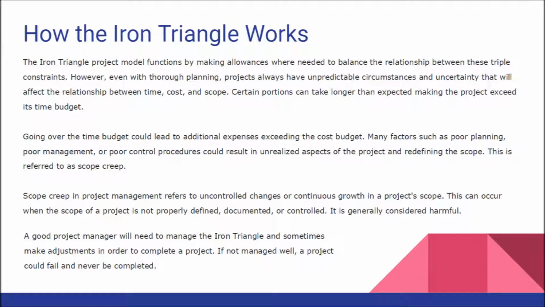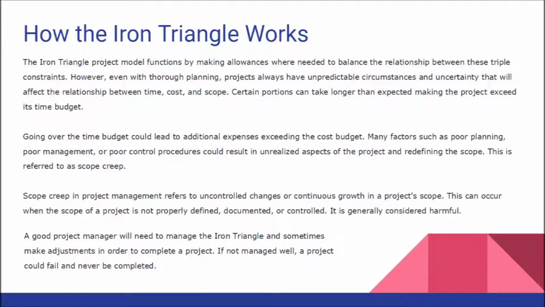Many factors such as poor planning, poor management, or poor control procedures could result in unrealized aspects of the project and redefining the scope. This is referred to as scope creep. Scope creep in project management refers to uncontrolled changes or continuous growth in a project scope. This can occur when the scope of a project is not properly defined, documented, or controlled. It is generally considered harmful.